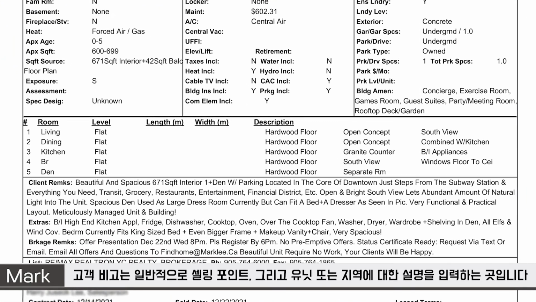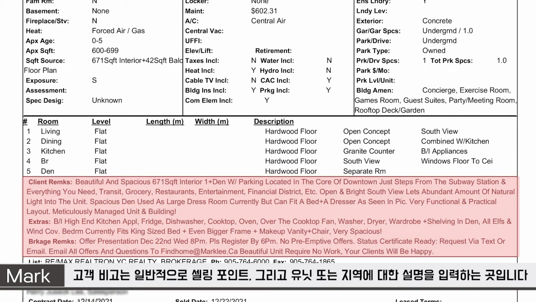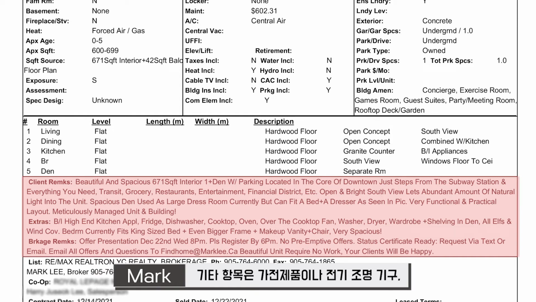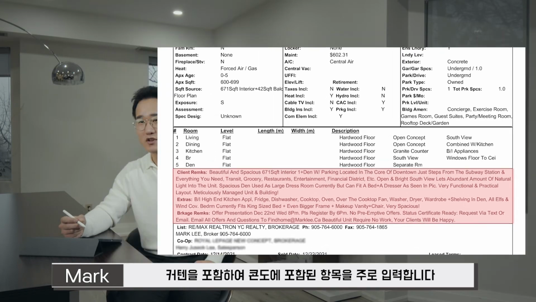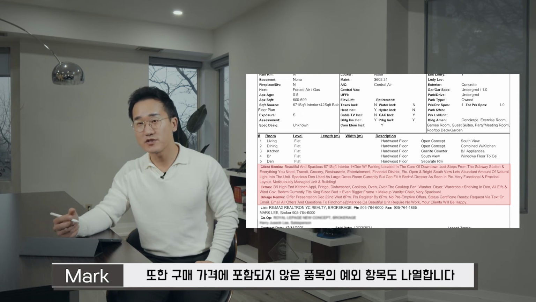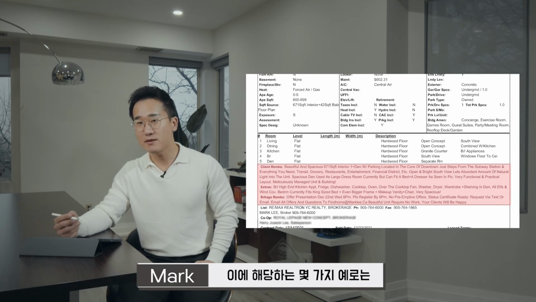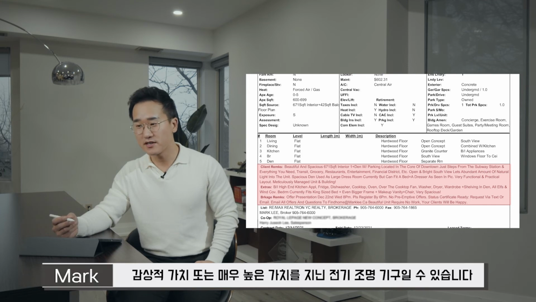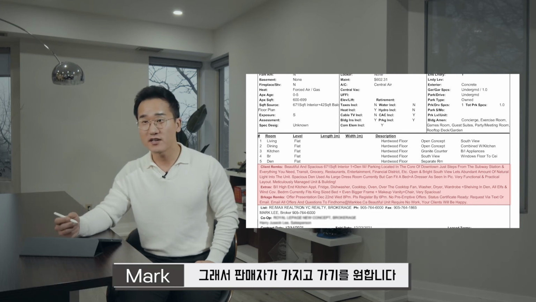Client remarks is usually where we input the selling points and the descriptions of the unit or the area. Extras is where you usually input what items are included in the unit. So they would include appliances or electrical light fixtures, window coverings. It would also list out exclusions of the items that are not included in the purchase price. So some of the examples could be an electrical light fixture that might hold a sentimental value or a very high value, so the seller would like to take it with them.